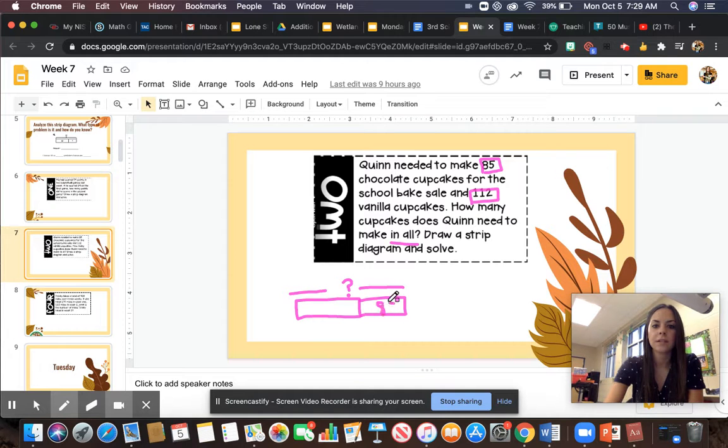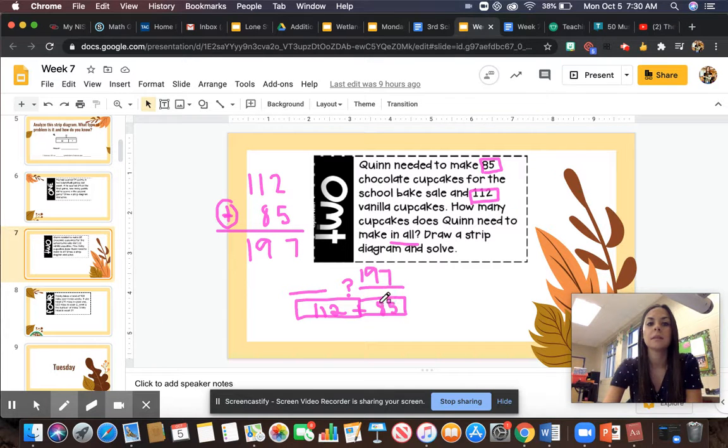85 chocolate, 112 vanilla. All right, I'm looking for my total, so remember I taught you to put the plus sign right there. I need to add them together. Let's line them up by place value. 112 plus 85. I'm adding. Put a big circle around so I know I'm adding. 2 plus 5 is 7. 1 plus 8 is 9. 1 plus 0 is 1. So he needs to make a total of 197 cupcakes.